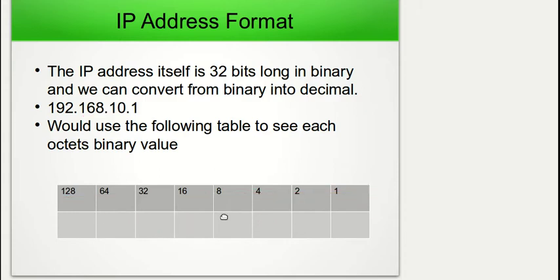For example, 10 in binary would be 0, 0, 0, 0, 1, 0, 1, 0. You can see converting from decimal to binary is very, very simple.